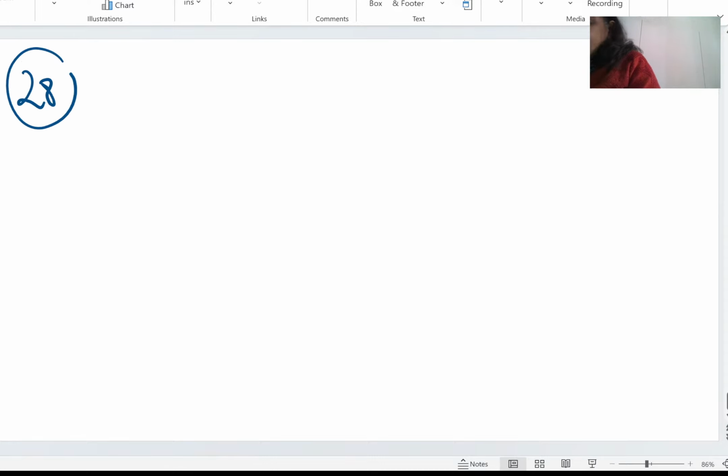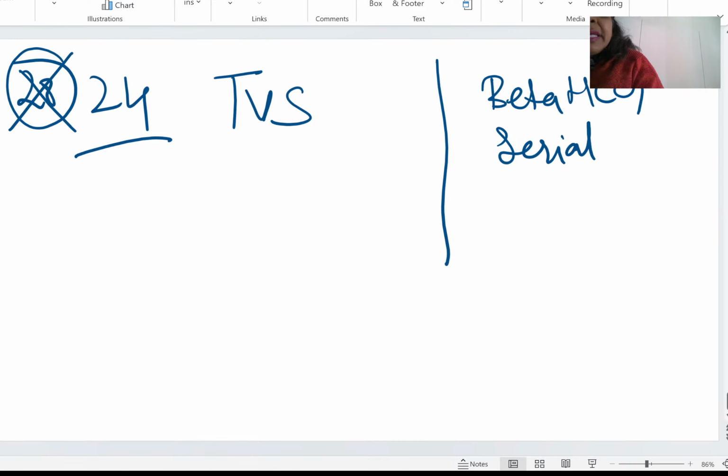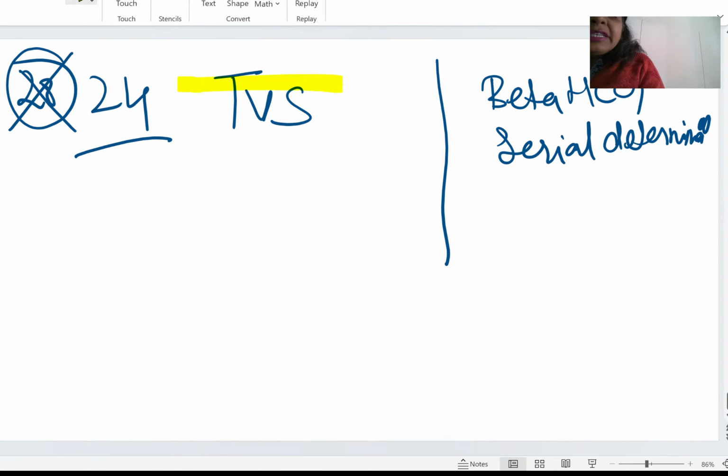Question number 24. Most useful investigation in suspected ectopic. What is the most useful investigation? Can anybody tell me? The confusion among you is transvaginal scan and beta HCG serial determination. Can anybody tell me why the answer was TVS and why the answer was not beta HCG?